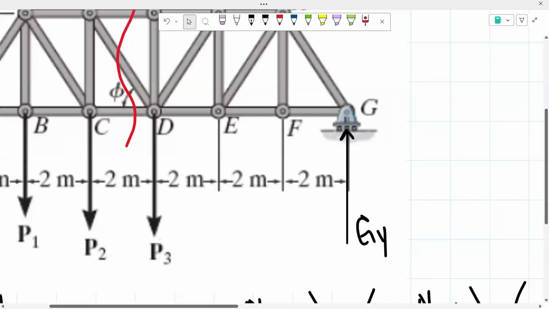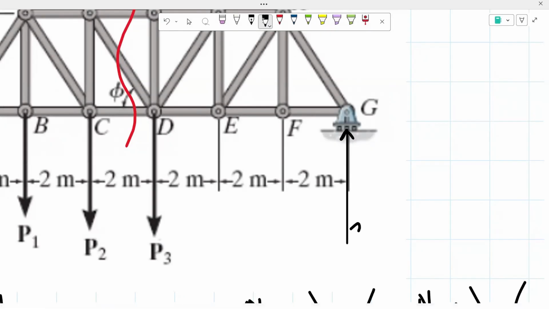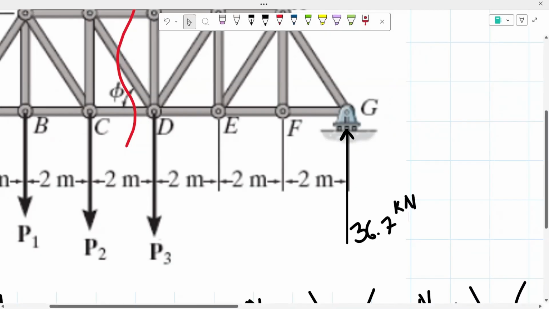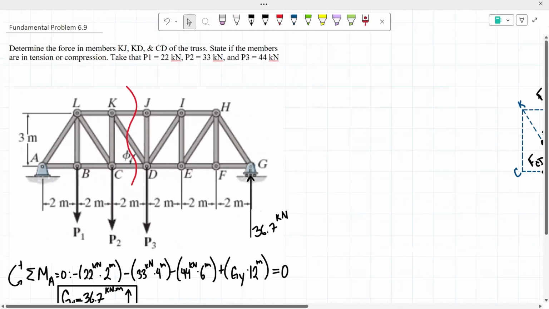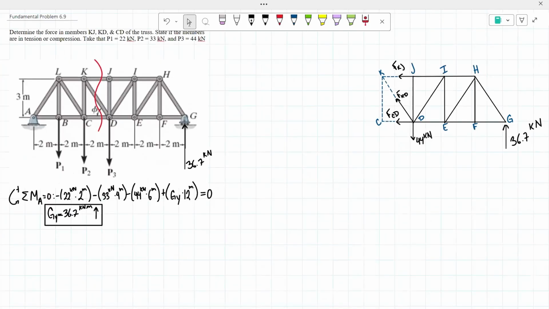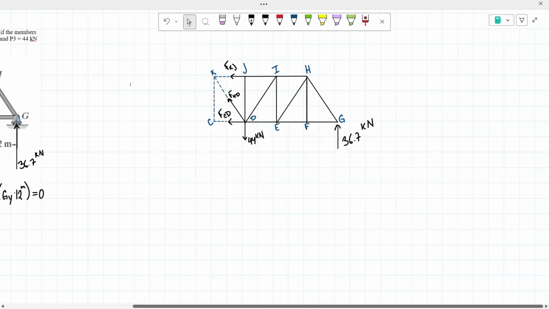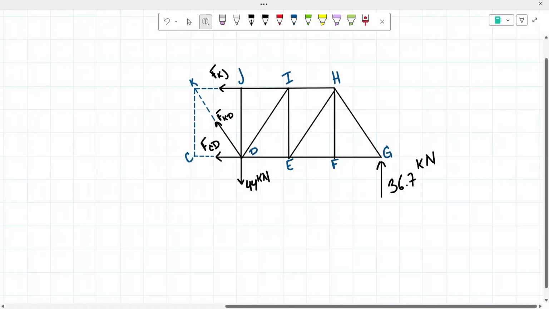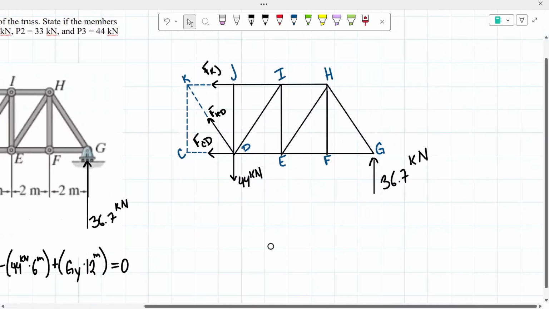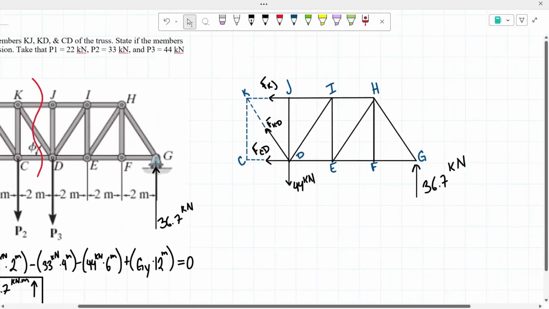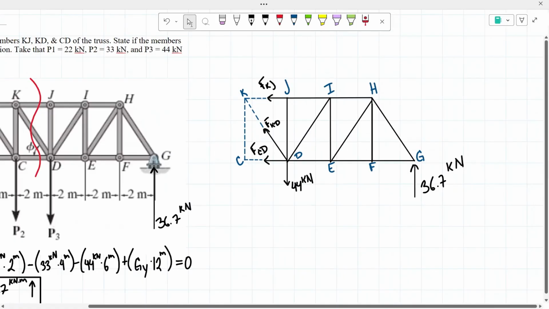So now that we know the value of our reaction, we could simply replace it: 36.7 kilonewtons going upwards. What I like doing is usually drawing out the truss beforehand, the side of the truss that I will be working on. I already drew it on this side, so I'm simply going to move it over. As you guys can see, now this is an image of the right side of the truss, the side that we're going to be working with.